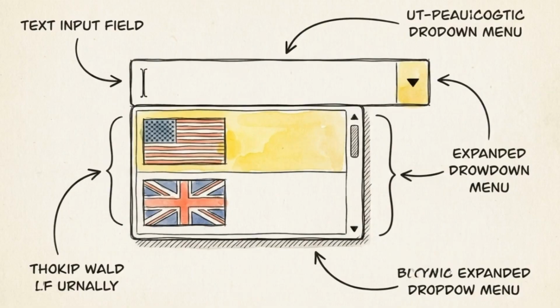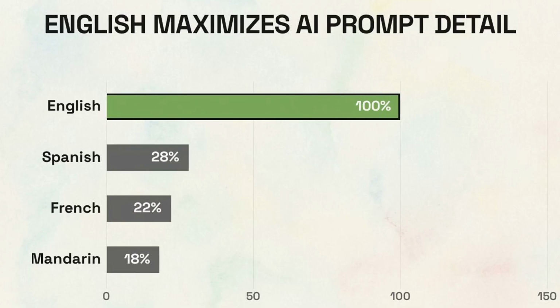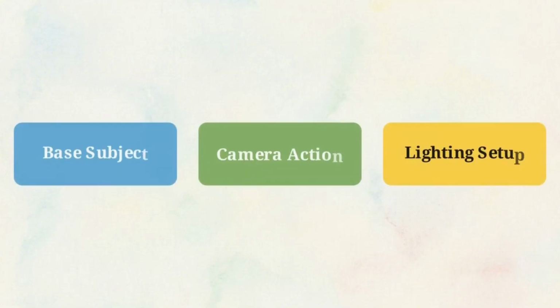Before you type anything, you must write your text prompts exclusively in English. The model's training data heavily favors English, so using it ensures the system accurately comprehends your instructions and delivers the highest level of detail. This flowchart illustrates a proper cinematic prompt.